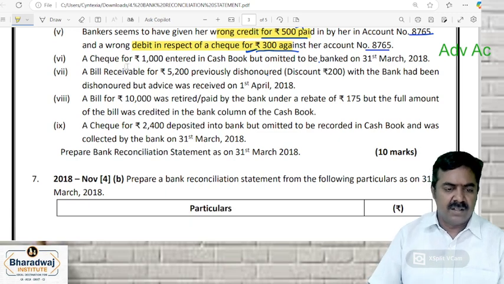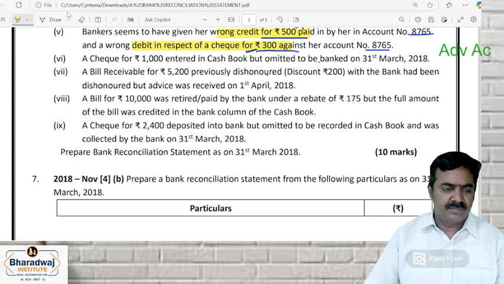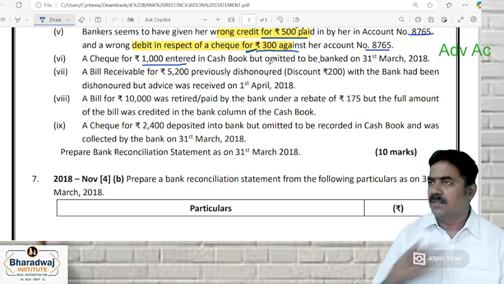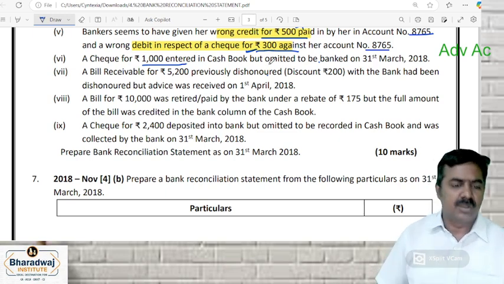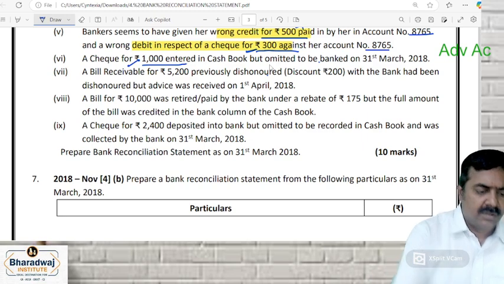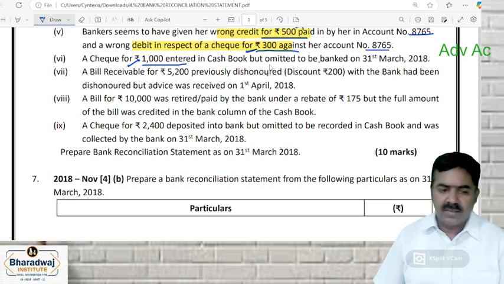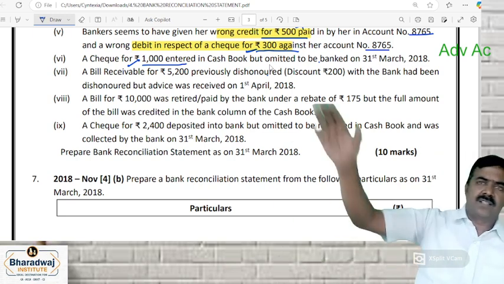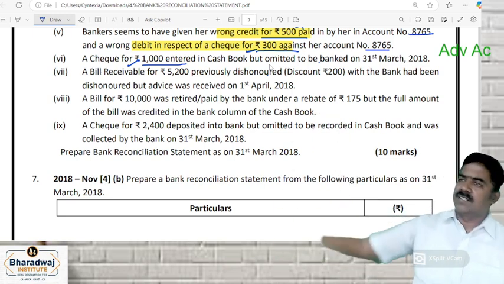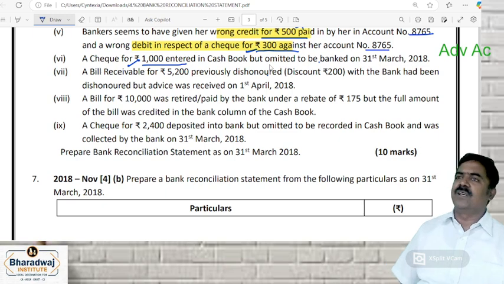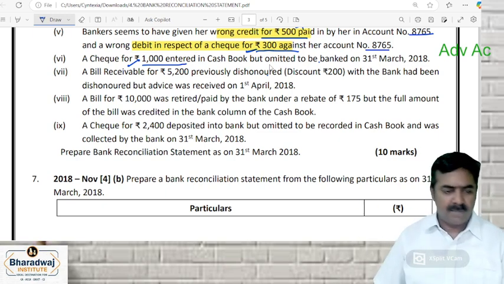Next part. A check of 1000 entered in the cash book but omitted to be banked. 1000 rupees cash book add பண்ணிருக்காங்க, bankல add பண்ணல. We should add it. But OD starting point what to do? Minus 1000. I repeat. Customer has deposited the check. Customer has added. We should also add it. But OD starting point minus.